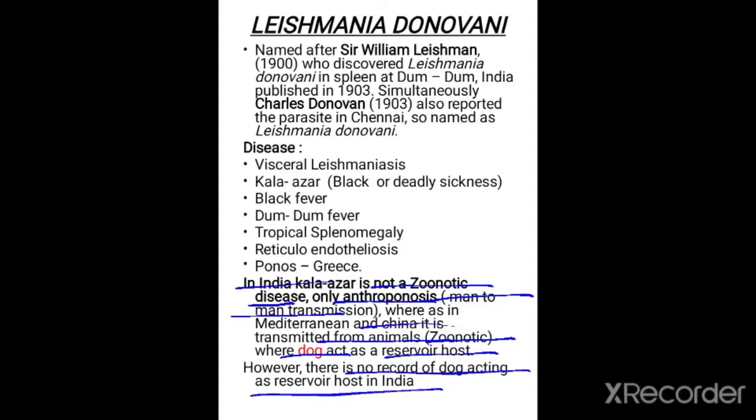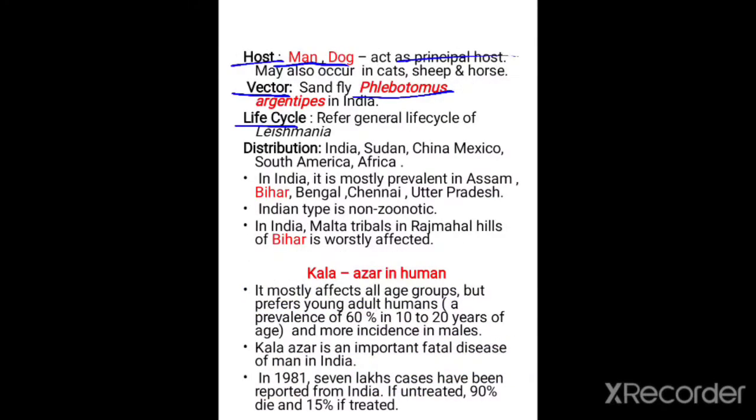In India, Kala Azar is not a zoonotic disease. It is only an anthroponosis, which means man-to-man transmission, but in the Mediterranean and China, it is transmitted from animals to human beings, where it is a zoonotic disease, and the dog acts as a reservoir host. Man and dog act as the principal hosts for Leishmania donovani, and the sandfly or phlebotomous fly acts as a vector for the transmission of Leishmania donovani.